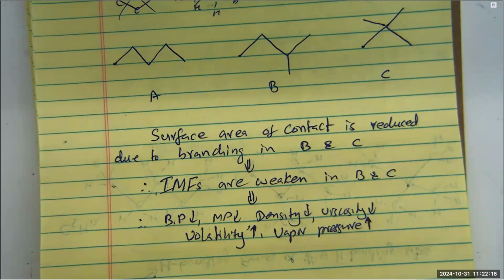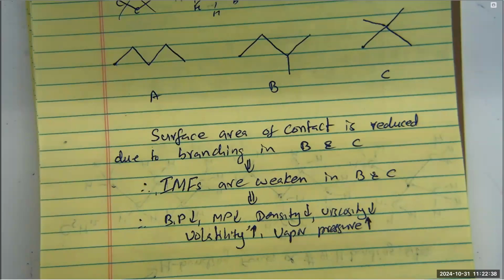All right. What questions, concerns, comments do we have? Again, the keyword here is the surface area of contact. Branching reduces it, and that weakens the intermolecular forces. I see a hand over there, Jacob. Thank you. Remember your name, Miss?